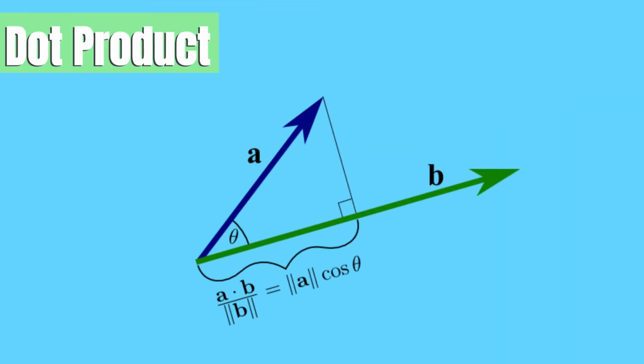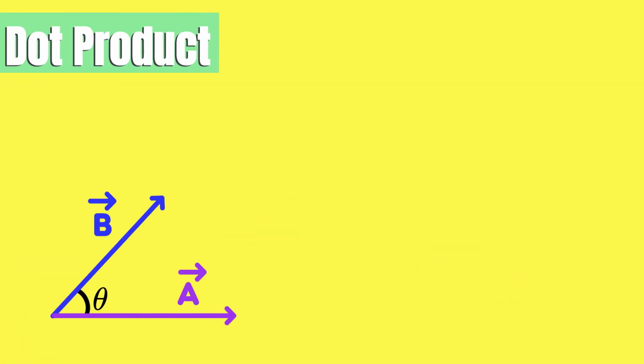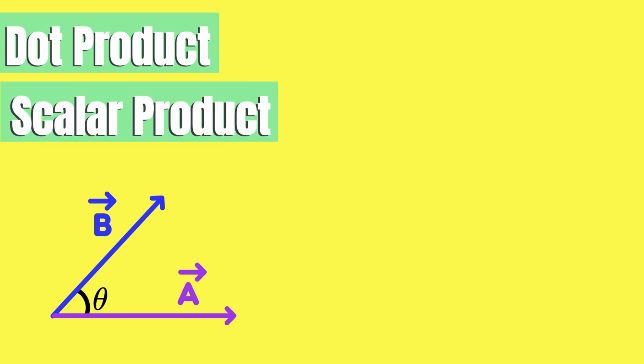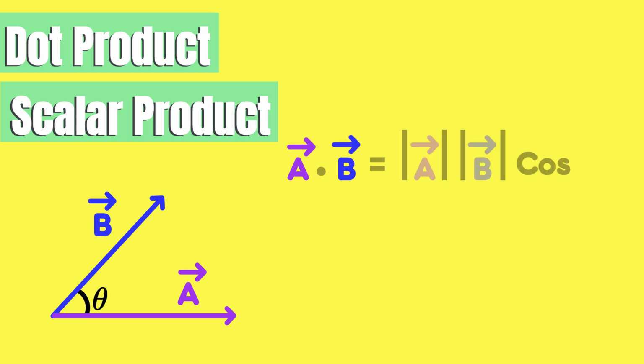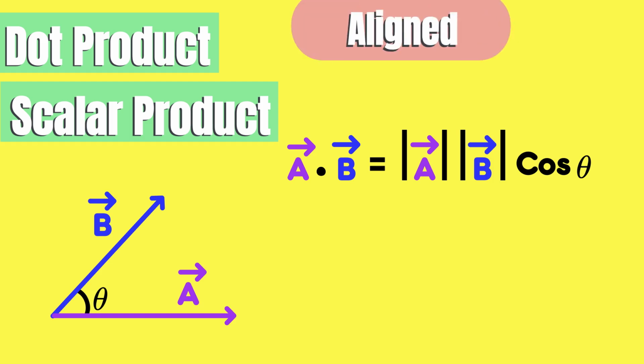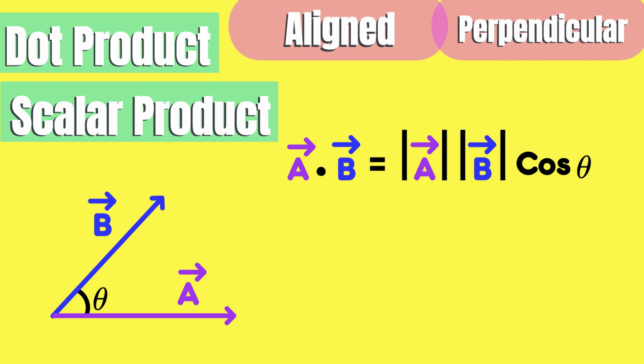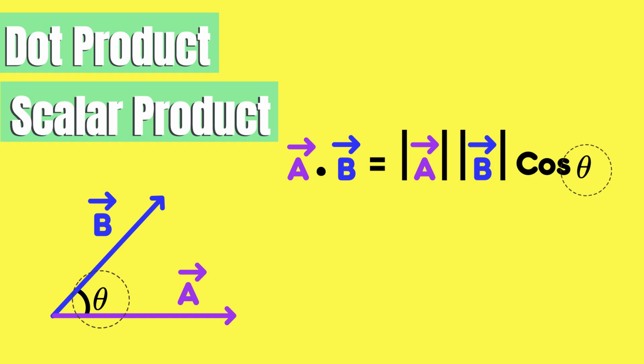It measures the part of one vector that aligns with another. Concept of the dot product. The dot product, also known as the scalar product, finds how much two vectors work together. It gives you a single number, a scalar, that tells you whether the vectors are aligned, perpendicular, or working against each other. To find the angle between two vectors, here's the formula for the dot product.